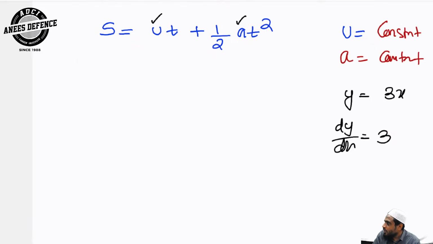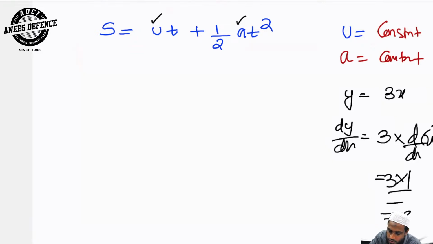3 into the derivative of x. What is the derivative of x? 1. So 3 into 1, the answer is 3. So 3 is not missed. You are doing the operation only on x, but you are taking 3 also with you. Understood? That is the concept you should apply when a constant and a variable come together.